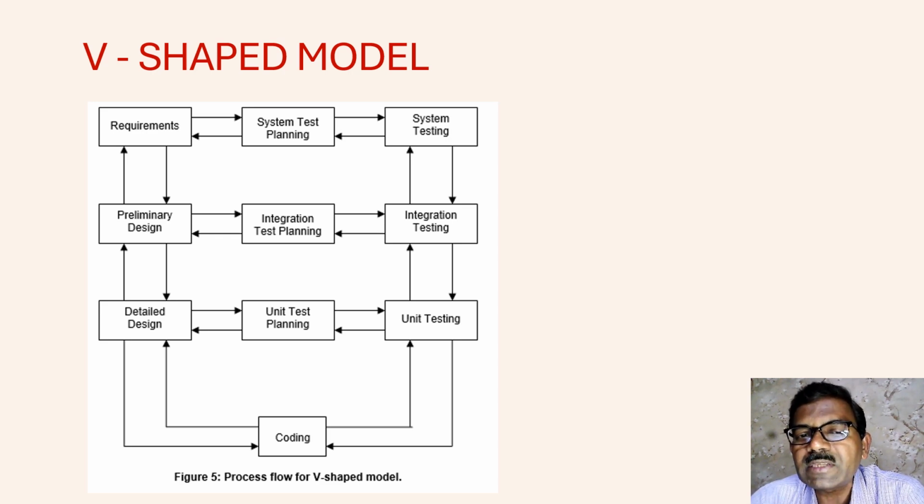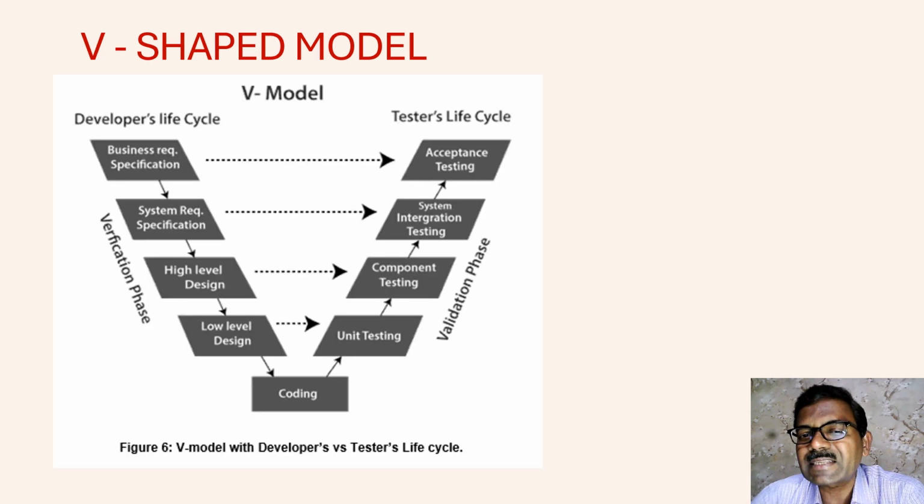Now, why the V shape is there is clear with the next slide. This is how it looks like a V shape. There is something called the verification phase and the validation phase. One verification goes into the coding, and from coding we perform testing, right? The developer life cycle and the tester life cycle are two different personalities, or different teams, developers and testers. The tester doesn't get into the code part of it. For them, code is a black box.